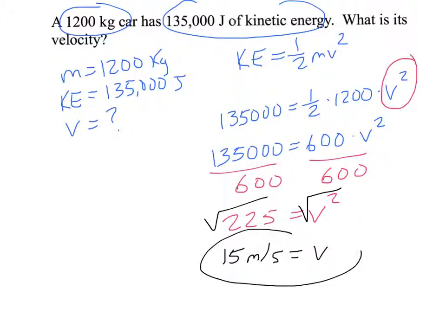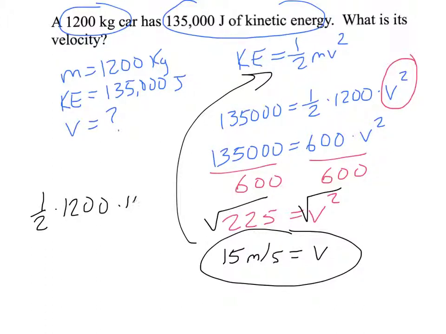So that seems like it could be right, but again, let's double check it. Plug this back into the untouched equation. So 1/2 times 1,200 times 15 squared should give you 135,000, and it does. That means we've done this correctly. So that's basically how you would do some of these problems, solving for the unknown.